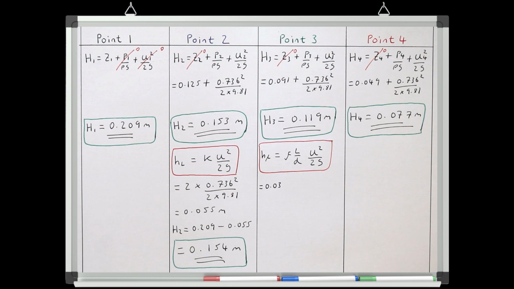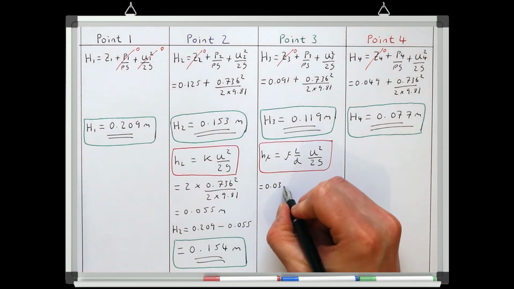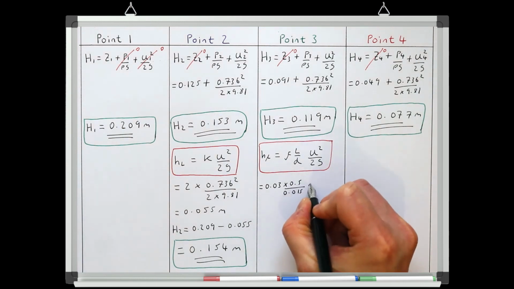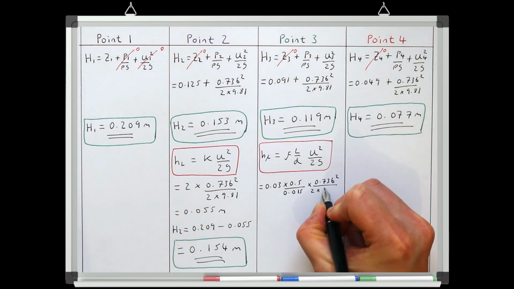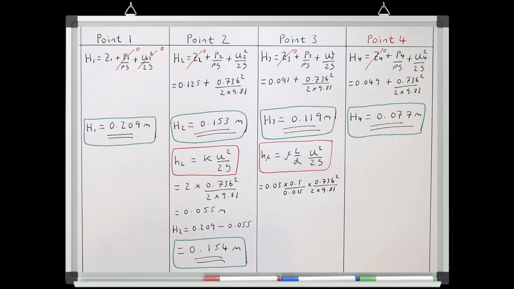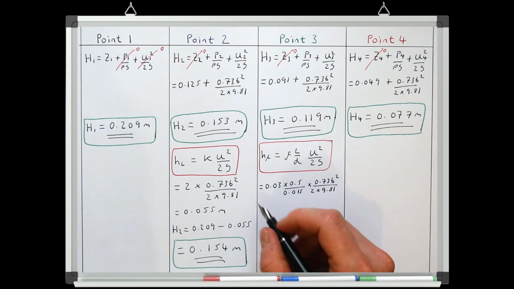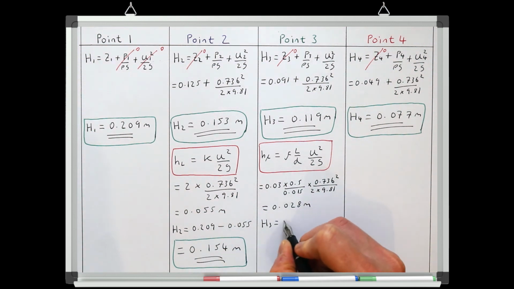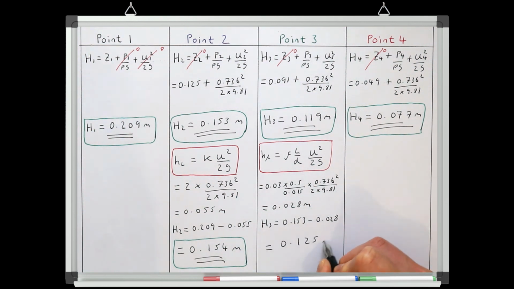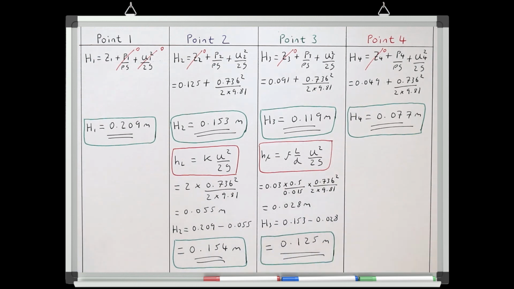We're calculating losses over 0.5 metres of pipe length, so this will be our length. The pipe diameter is 0.015 metres and the system's velocity is 0.736 metres per second. This gives us a total loss due to friction and viscosity of 0.028 metres. If we subtract this from the total pressure head at point 2, we get a predicted total pressure head at point 3 of 0.125 metres, which is a reasonable prediction of the measured total pressure head at point 3.